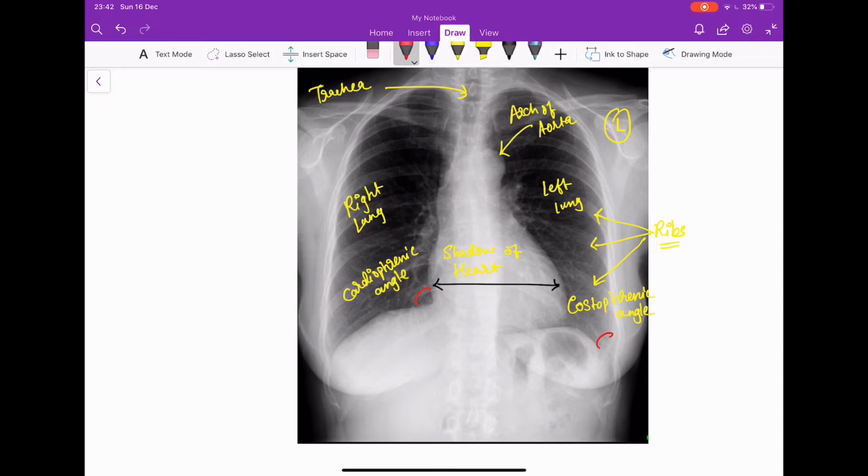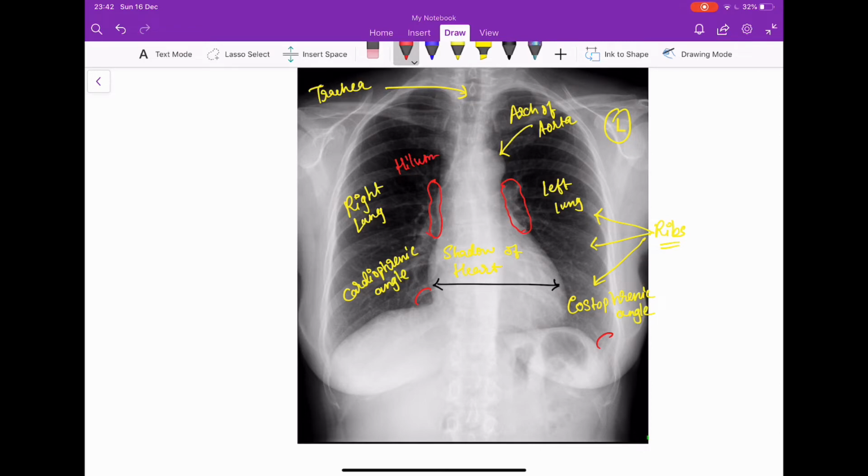So after determining both the angles, we should look for the shadow of the hilum on both sides. This part which I am encircling in red corresponds to the hilar points on the left lung and the right lung.